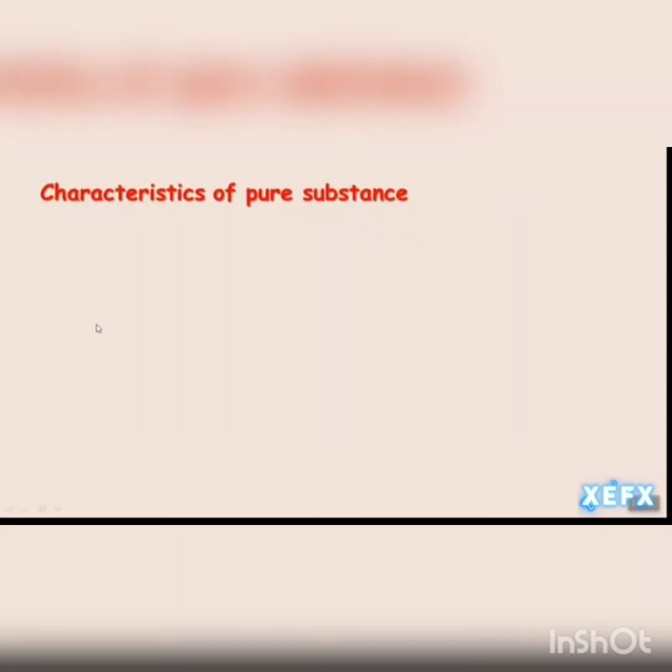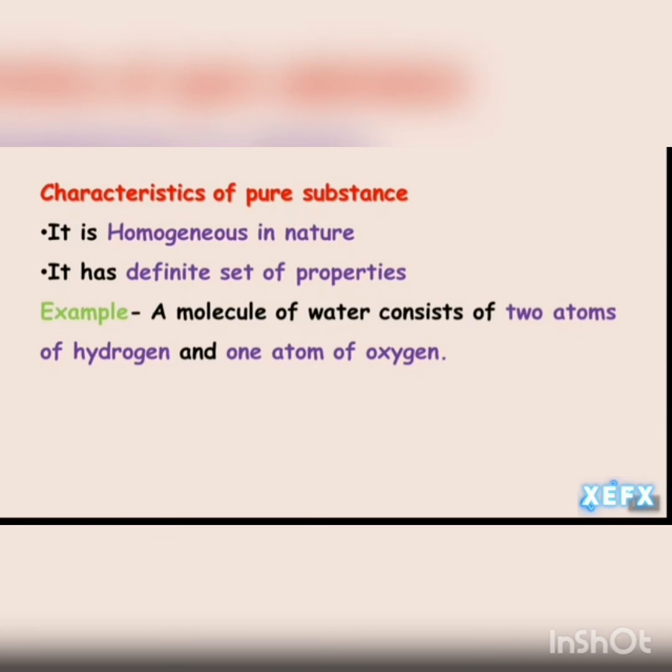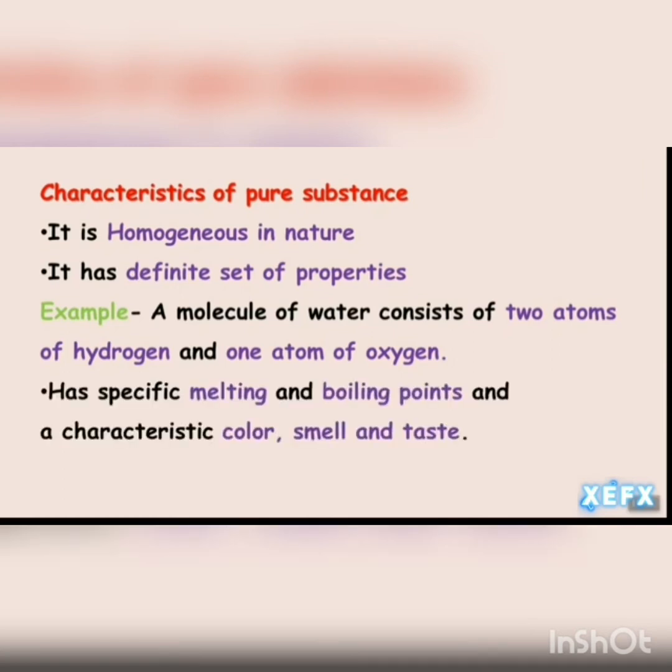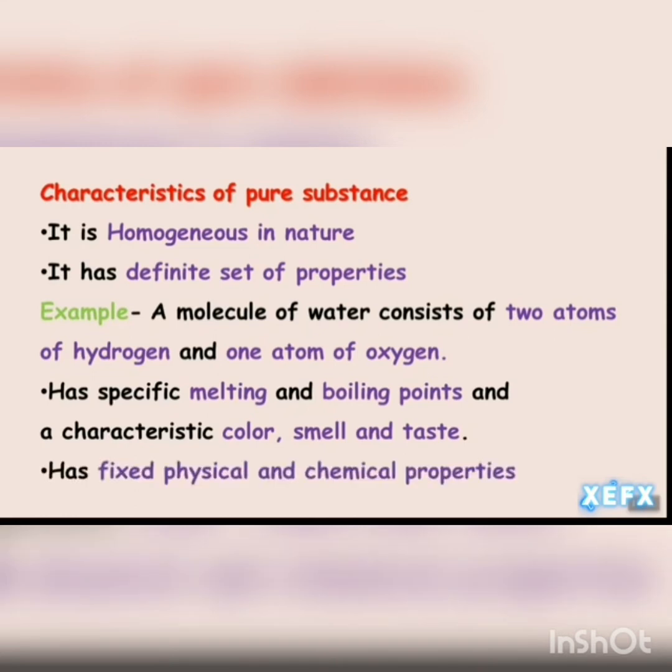Next, characteristics of a pure substance. A pure substance is homogeneous in nature. It has a definite set of properties. For example, a molecule of water consists of two atoms of hydrogen and one atom of oxygen. Water's formula is H2O. It has specific melting and boiling points and characteristic color, smell and taste. It also has fixed physical and chemical properties.